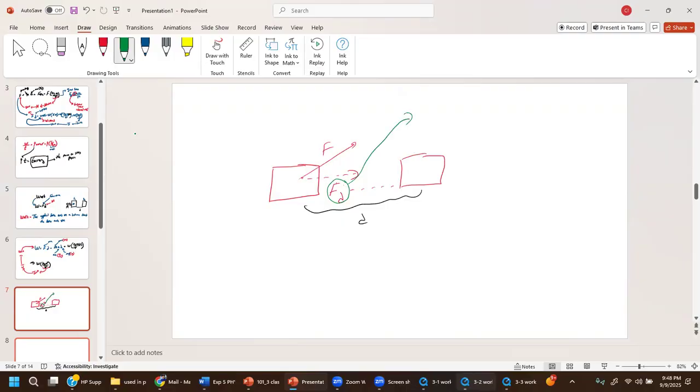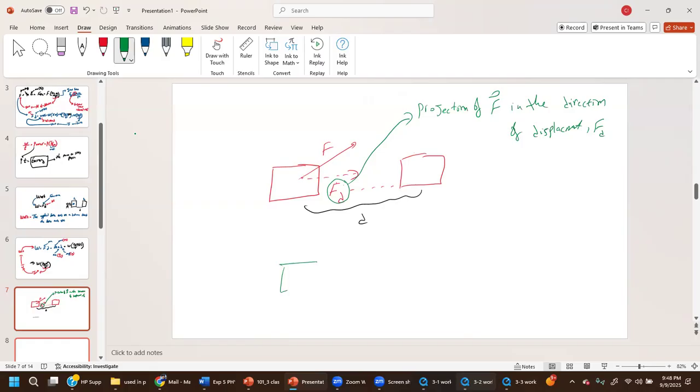So this is going to be your projection of the force F in the direction of the displacement, which we called F_d. So that part only is doing work.